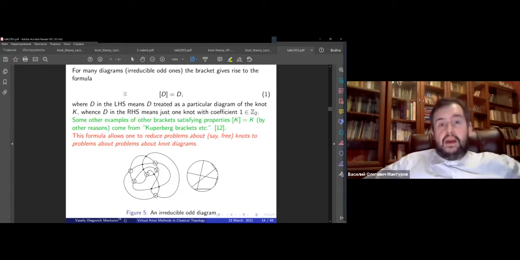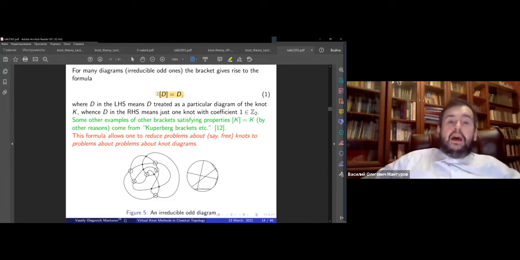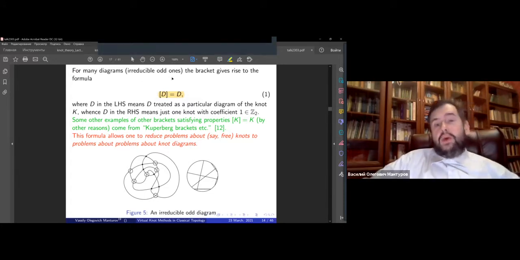And here is an example of an irreducibly odd diagram. So what do I mean by irreducibly odd? Well, I mean that we have no way to apply the second decreasing move, so this diagram D is locally minimal, in the sense that there is no way to apply Reidemeister 2. So we require that, and also there will be no way to apply Reidemeister 1 and 3, as we will see from the axioms in a couple of minutes. And you see, I'm fond of this formula.